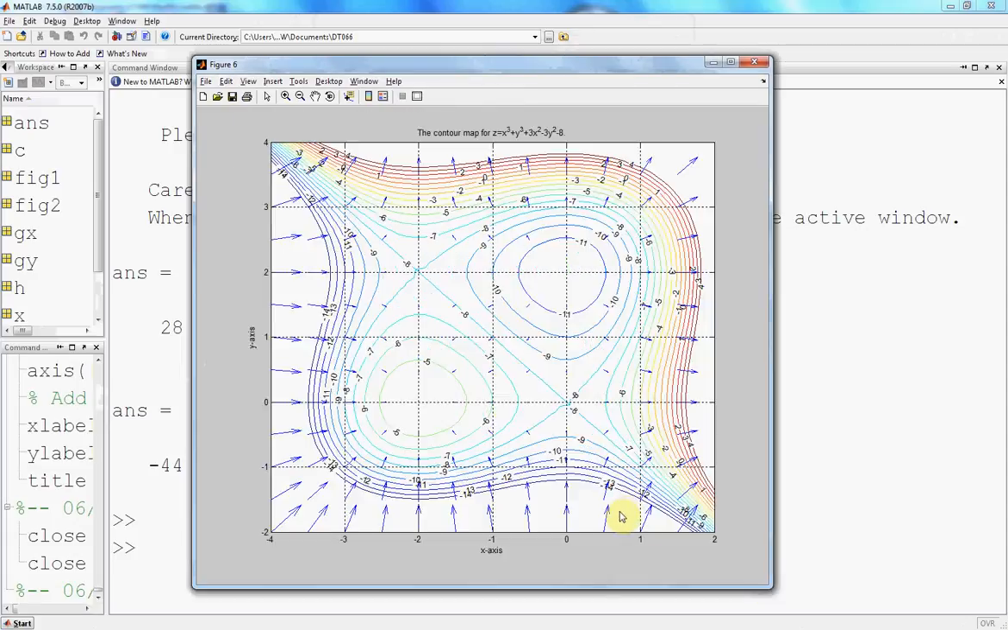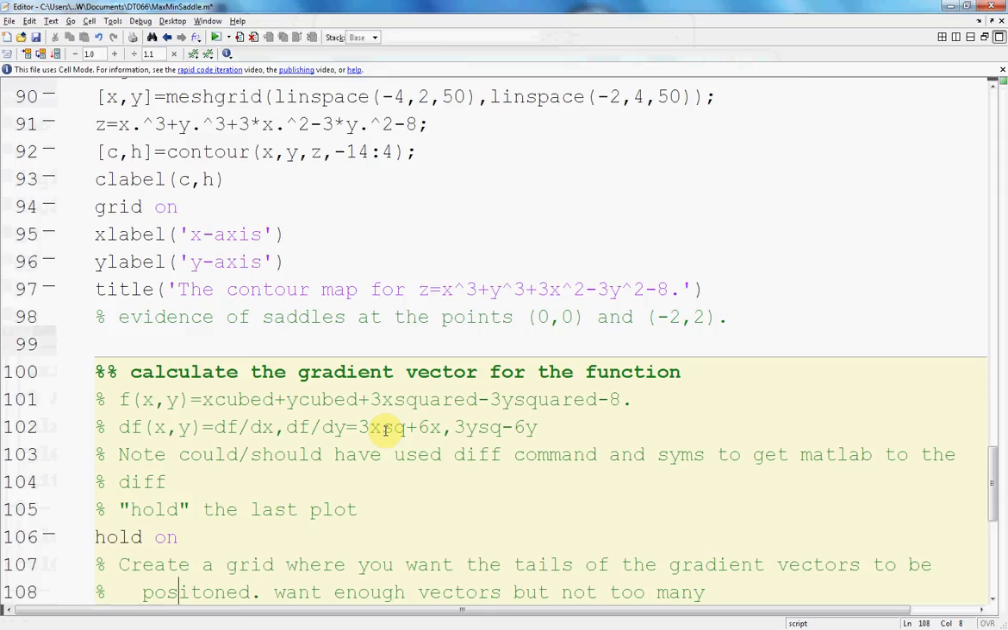What I've done is use a quiver command that I mentioned before, and I've got the directional gradient at each point. So I've got the contours there. I've said hold on, so line 106 holds the figure that I'm working on. If you remember, the function was x cubed plus y cubed plus 3x squared minus 3y squared minus 8.